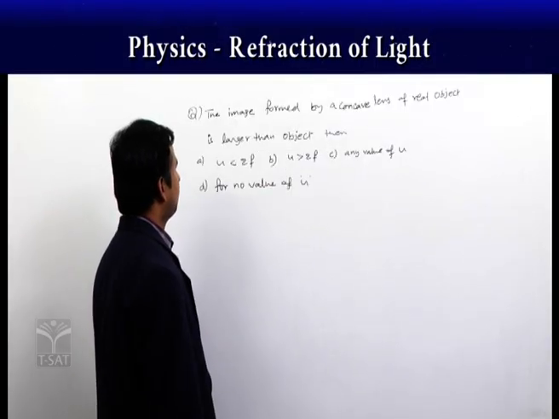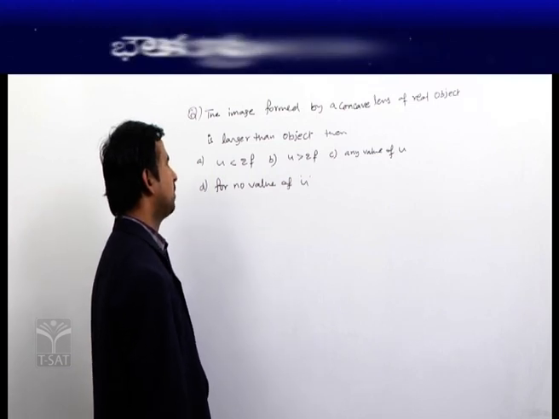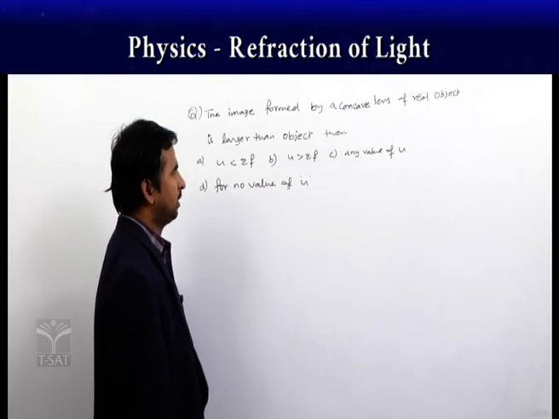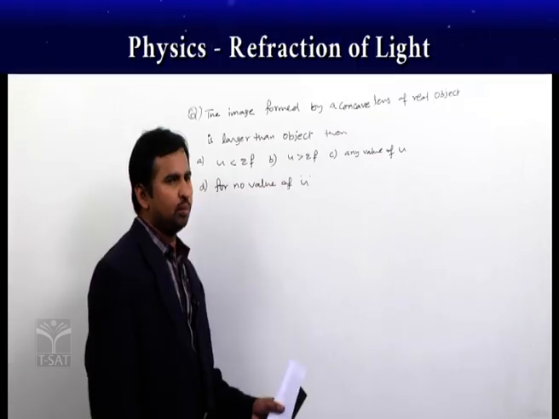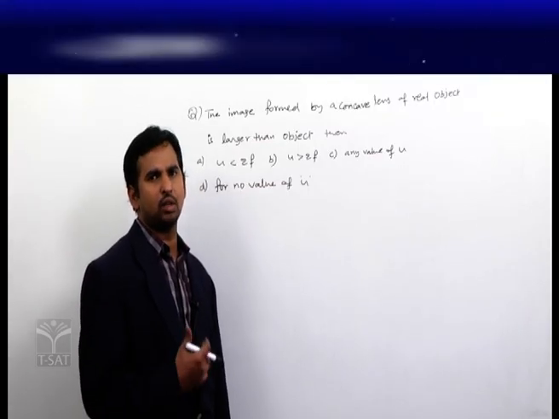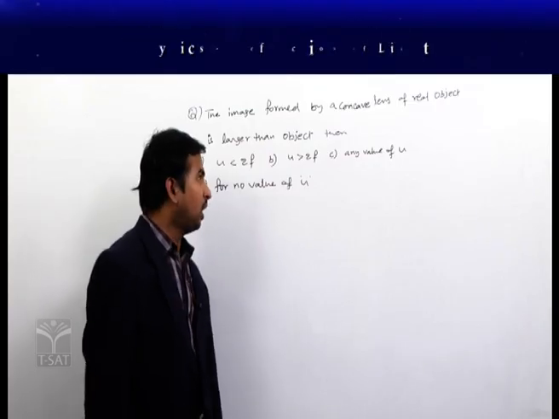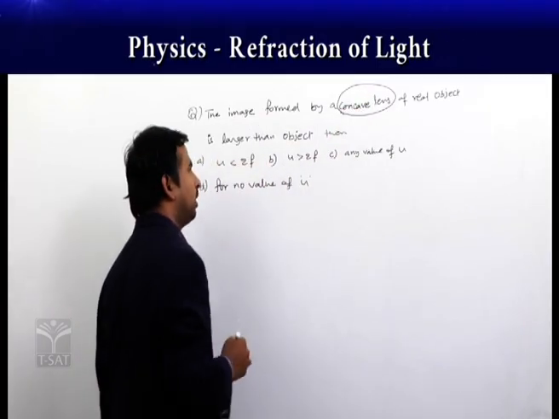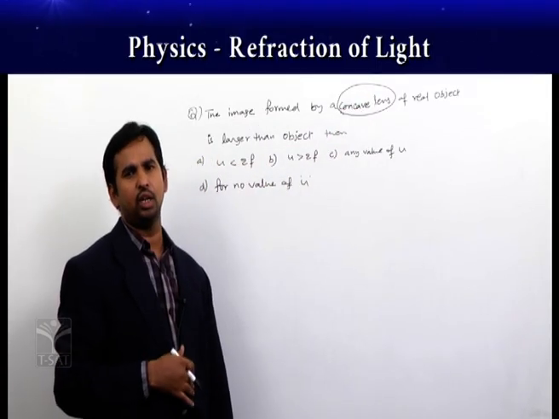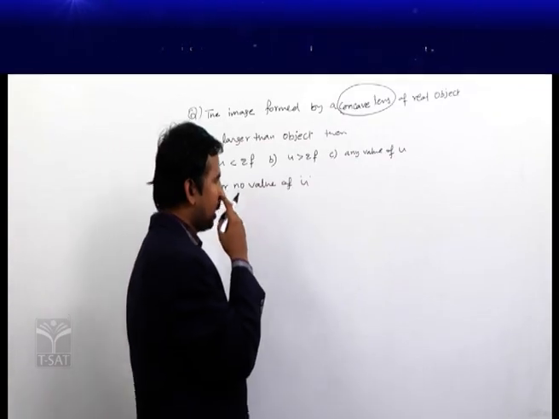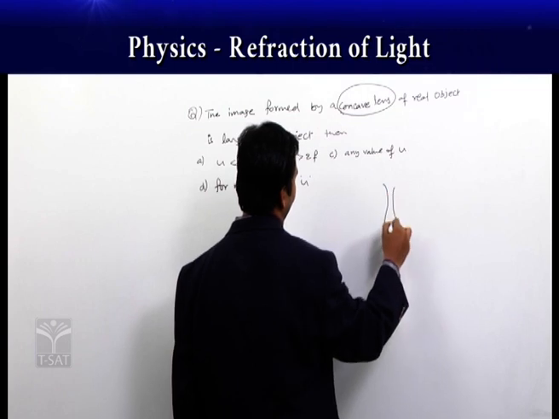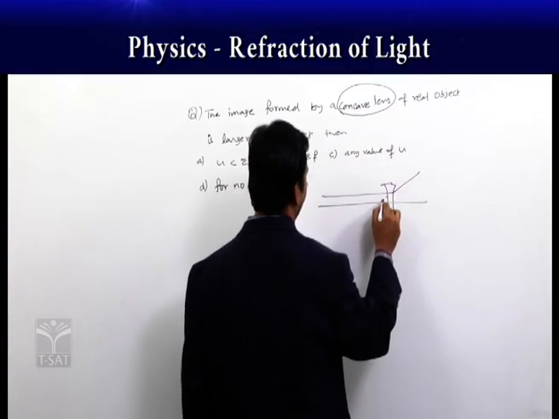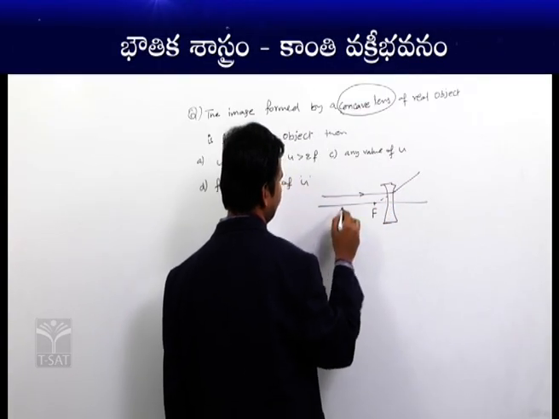Here is another MCQ, a multiple choice question: given that the image formed by a concave lens of a real object is larger than the object. Which means the image has a size more than the size of the object. But if you see the ray diagrams for a concave lens, we have only two ray diagrams. When the object is at infinity, we get the image on the same side, a virtual image formed at the focus.